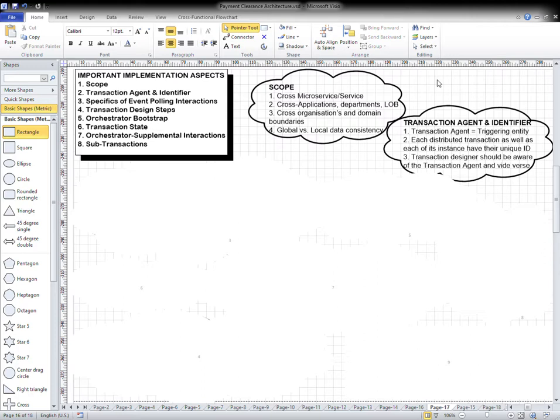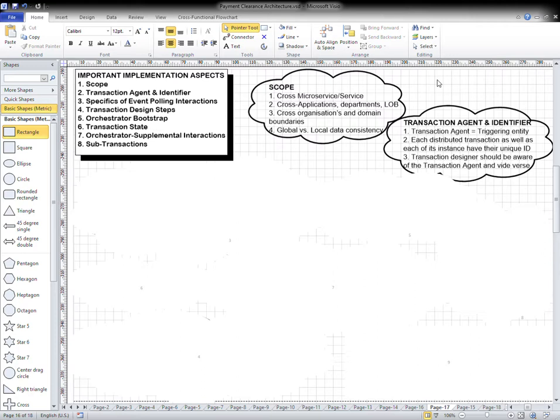Each distributed transaction, as well as each of its instances, has a unique ID. We will see later on why it's so important, but each running transaction process can be uniquely identified for management, for debugging, for improvement purposes.